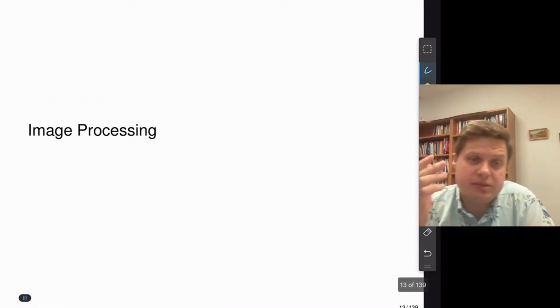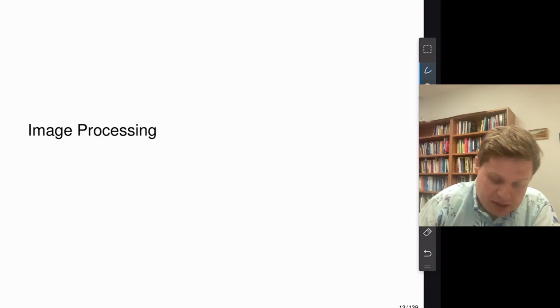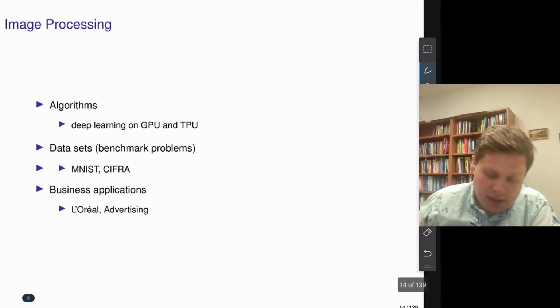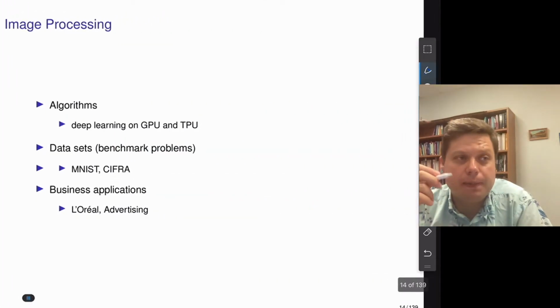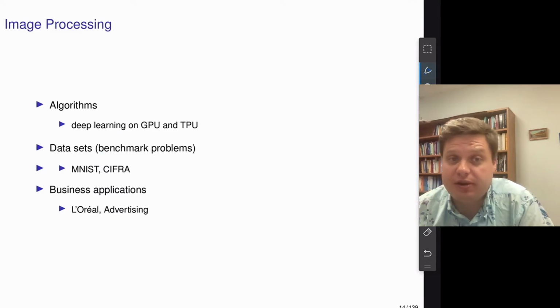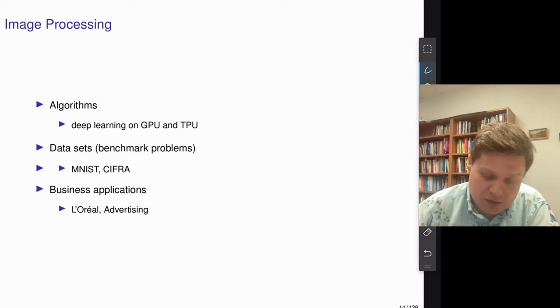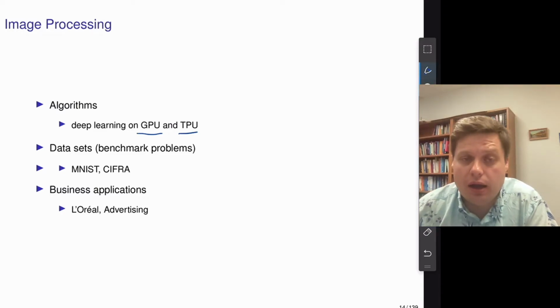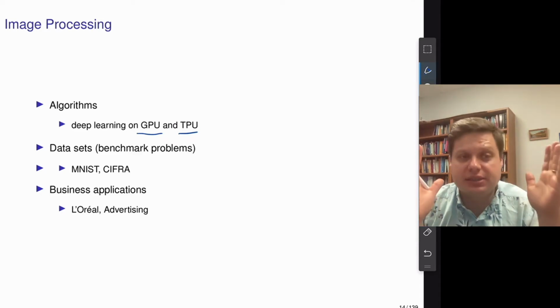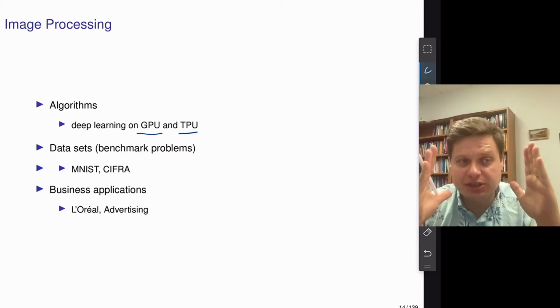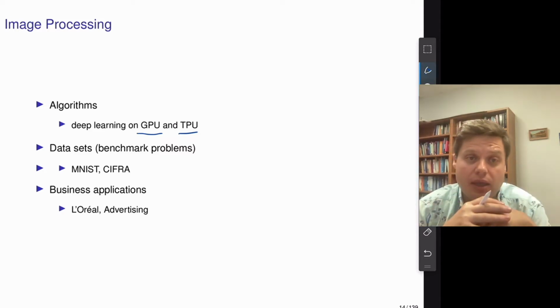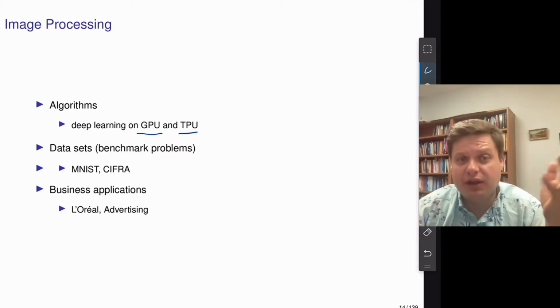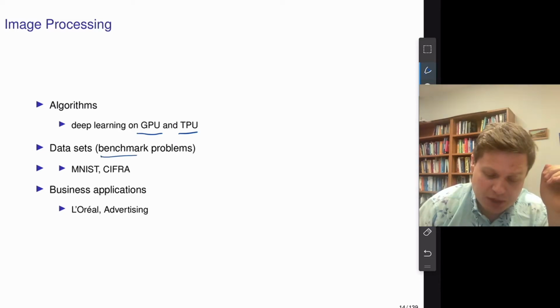Let's talk about a specific application, image processing. There are many driving factors for that. One of those driving factors is the ability of processing. The GPU and TPU are two types of processors that are very efficient when processing structured matrix data like an image. And we also have large data sets, which are called benchmark data sets.